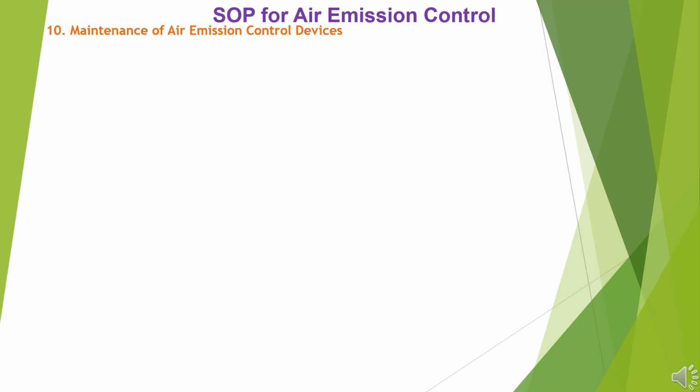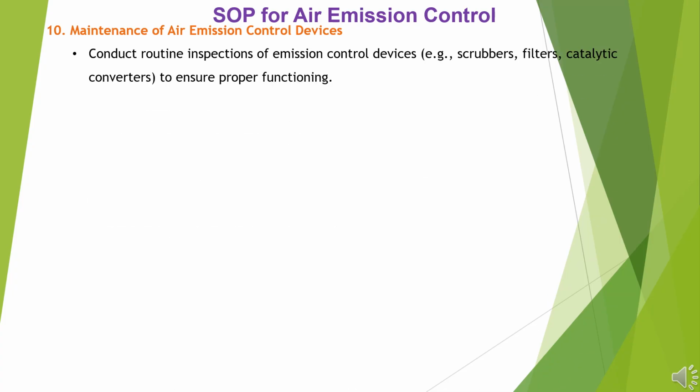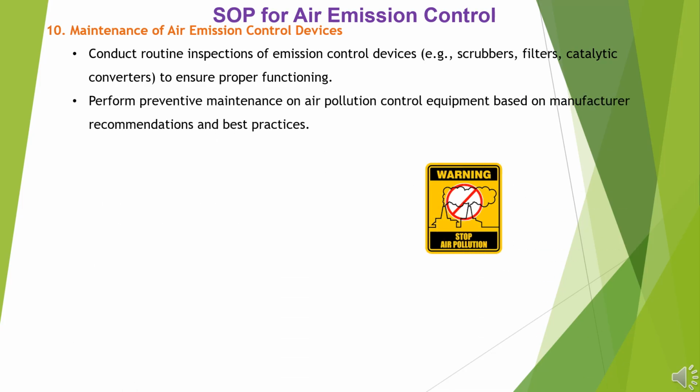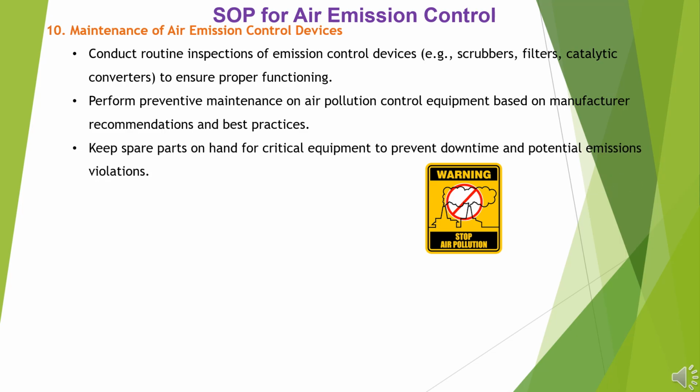10. Maintenance of air emission control devices. Conduct routine inspections of emission control devices, e.g. scrubbers, filters, catalytic converters, to ensure proper functioning. Perform preventive maintenance on air pollution control equipment based on manufacturer recommendations and best practices. Keep spare parts on hand for critical equipment to prevent downtime and potential emissions violations.